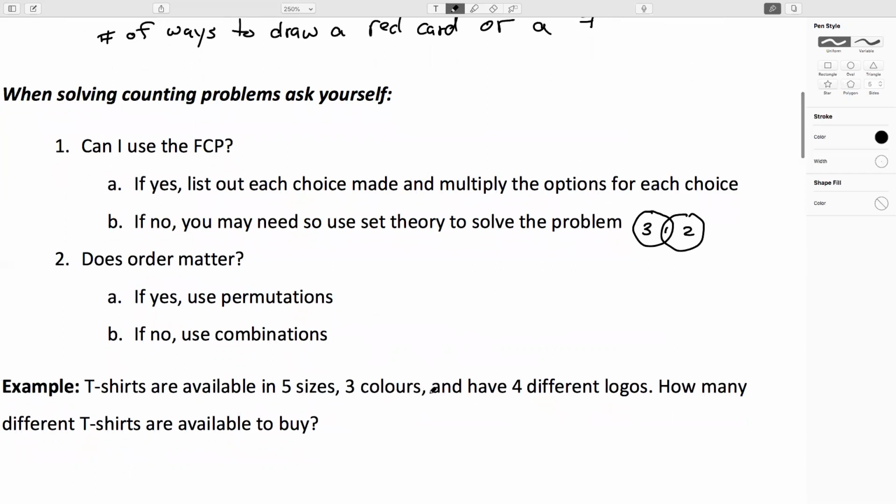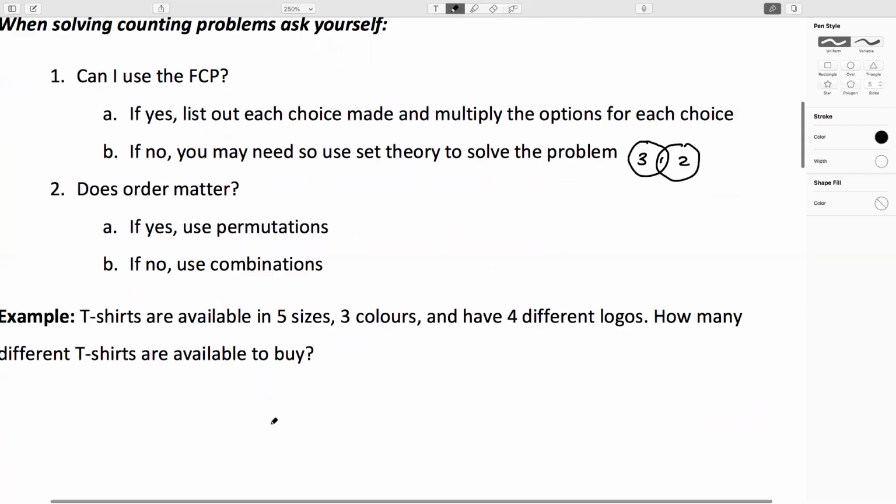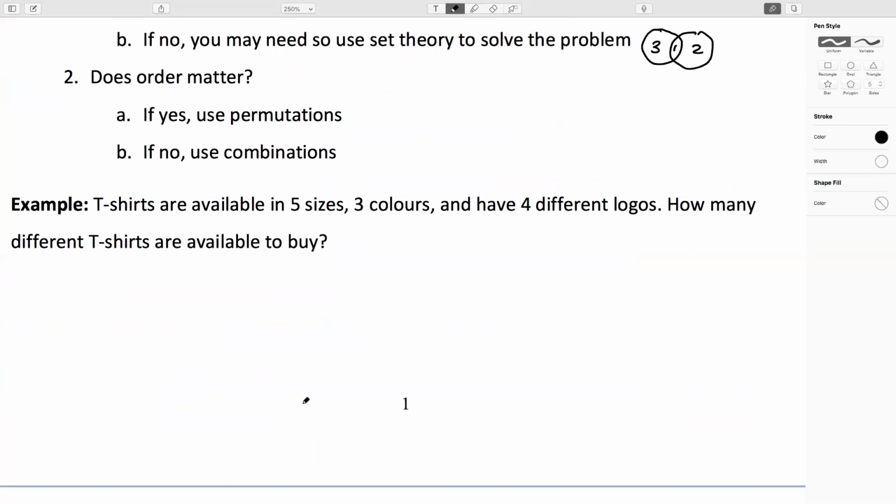Does the order matter? If yes, use permutations. If no, combinations are what you're going to need to use. So these two are almost the same, but it's a difference in formula. We use a combination versus a permutation. So let's try a question.